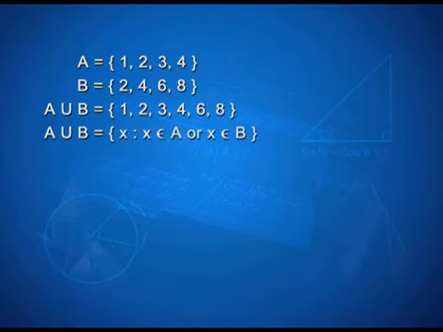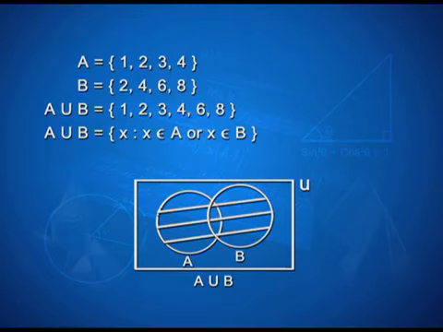Mathematically, we write it as A union B is the set of elements x such that x belongs to A or x belongs to B. With the help of a Venn diagram, it will be represented like this. The rectangle represents the universal set and the sets A and B are represented as circles inside the rectangle. The shaded portion will give us A union B.